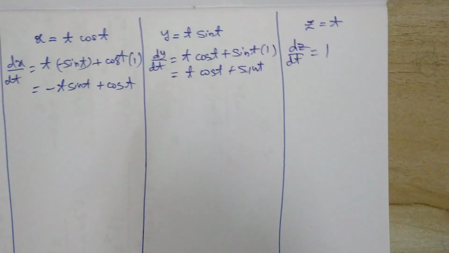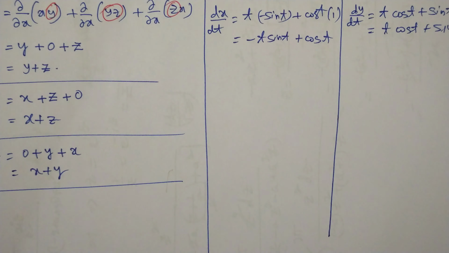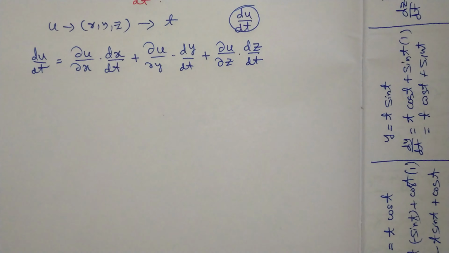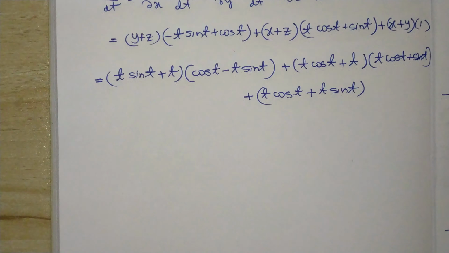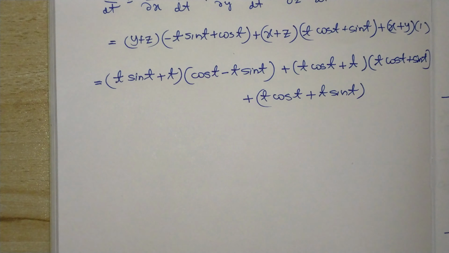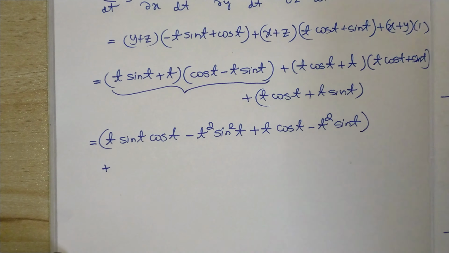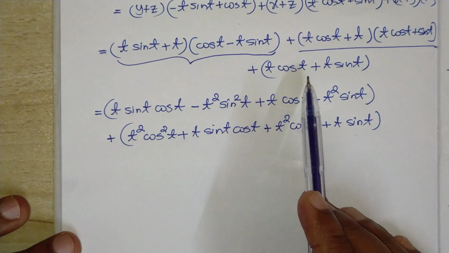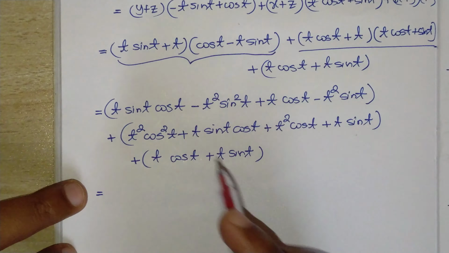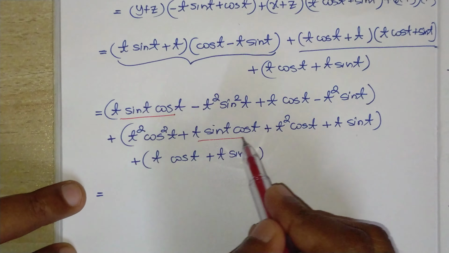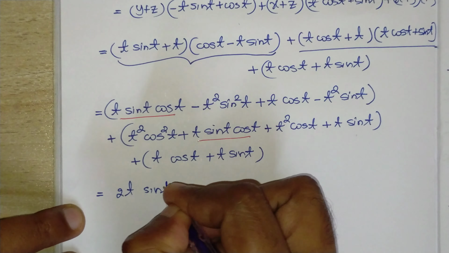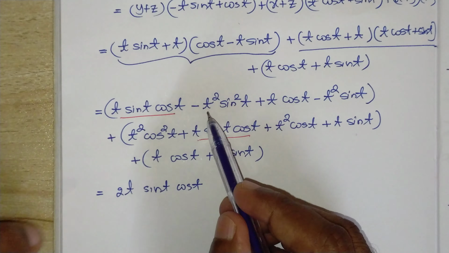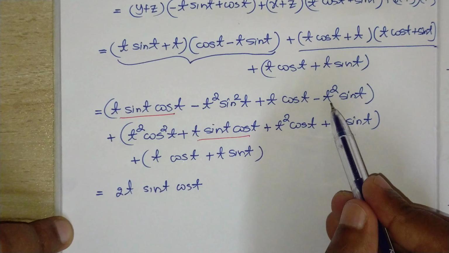So now let us substitute these values in the given formula. Let us substitute these values in the total derivative formula. So now let us substitute the values of x, y and z. Now let us multiply these terms. Let us multiply these two terms now. So now let us consider this term. So now we have t sin t cos t and plus t sin t cos t. So it is 2 times t sin t into cos t. Later we have minus t square sin square t and here minus t square sin t.